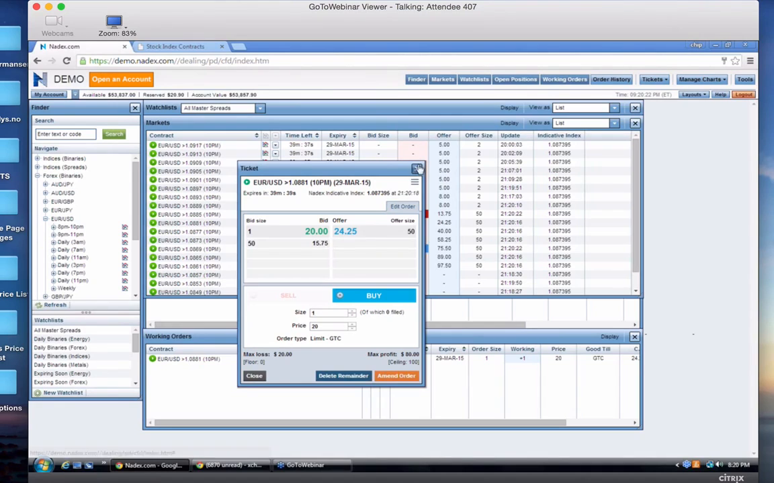Okay, so one of the things that we have to look at when you're doing these binaries is your opinion of the underlying. Where is it going to go? It's going higher, lower, relative to that strike. Also, when are you looking for this move to happen by? Right now, this is going to expire in 39 minutes, 18 seconds.